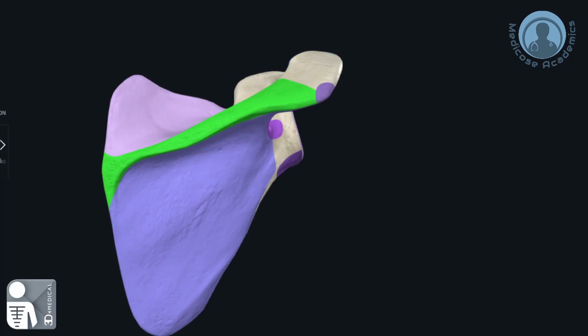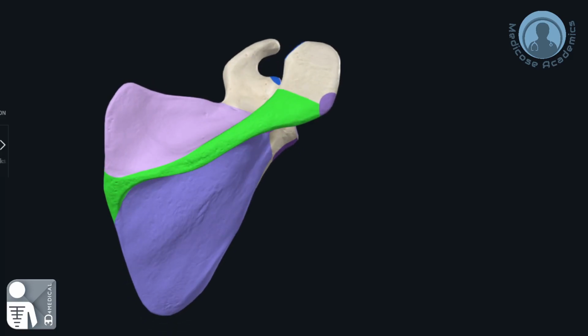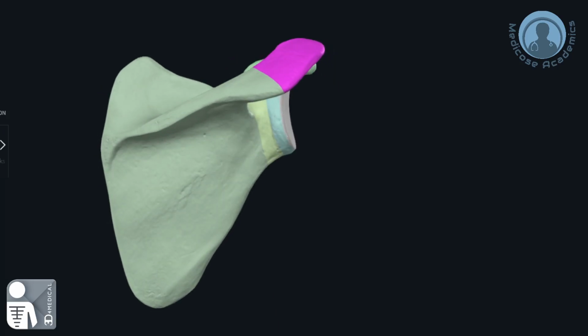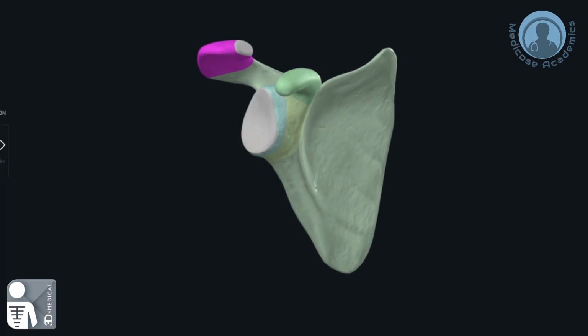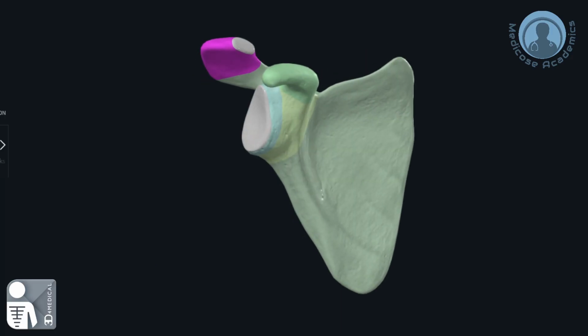and this part is called the crest of the spine of the scapula, and it has superior and inferior lips that give attachment to the muscles. And last but not the least, this part extending laterally from the spine of the scapula is the acromion process, and it is giving attachment to the clavicle from this part. This is the clavicular facet.